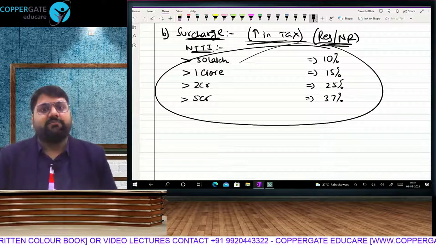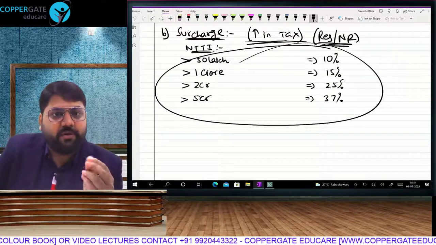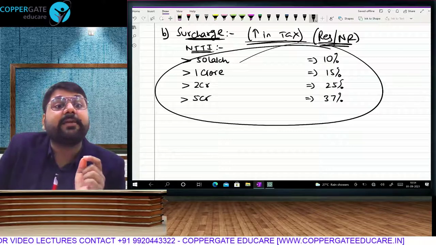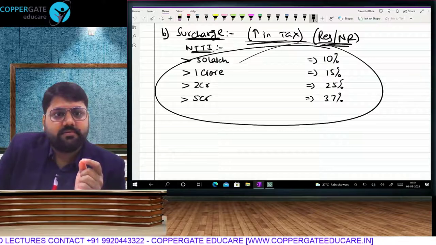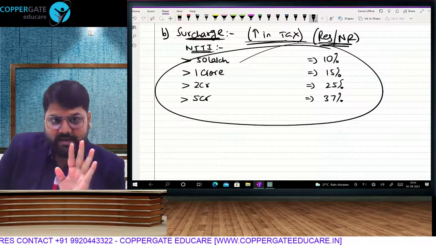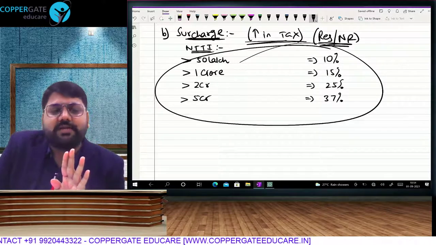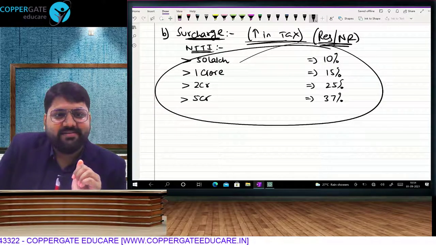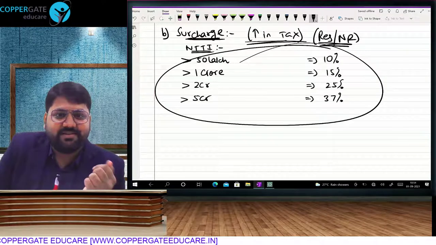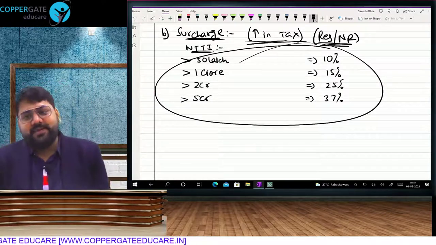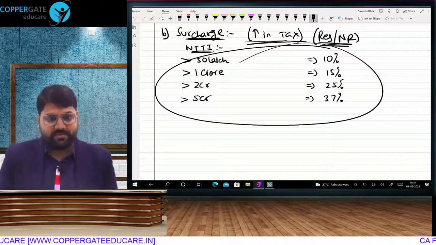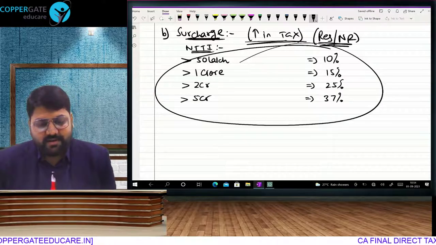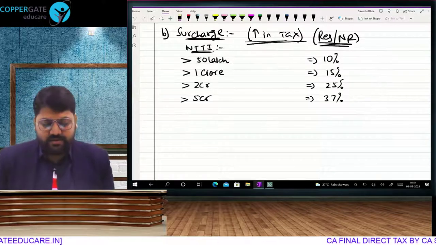That's the first thing that I wanted you to observe. So rebate will be available for resident, non-resident, none or both? Rebate will be available for resident. Surcharge, you do not use the word available. You say applicable. You have to modify your terminology. Surcharge will be applicable on whom? Resident, non-resident, none or both? Understood the difference here? Correct? Very good. Next question.